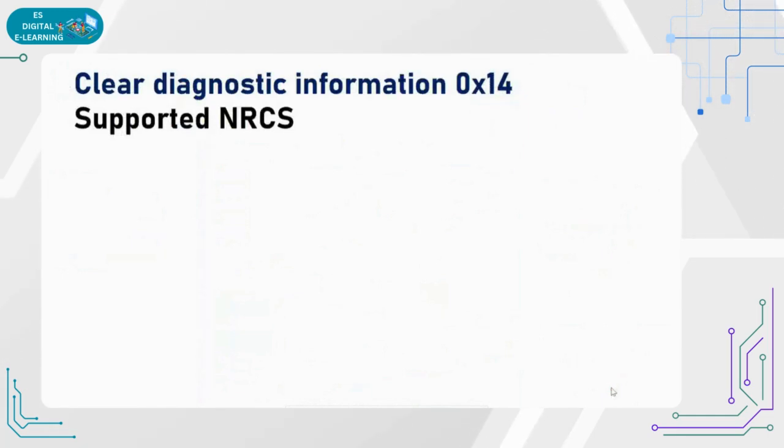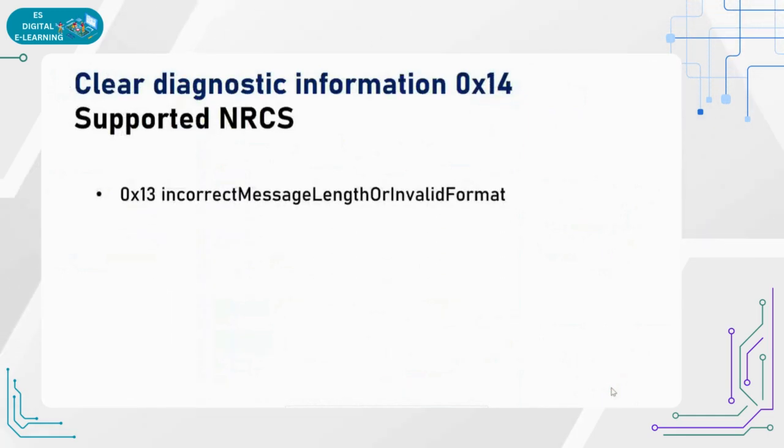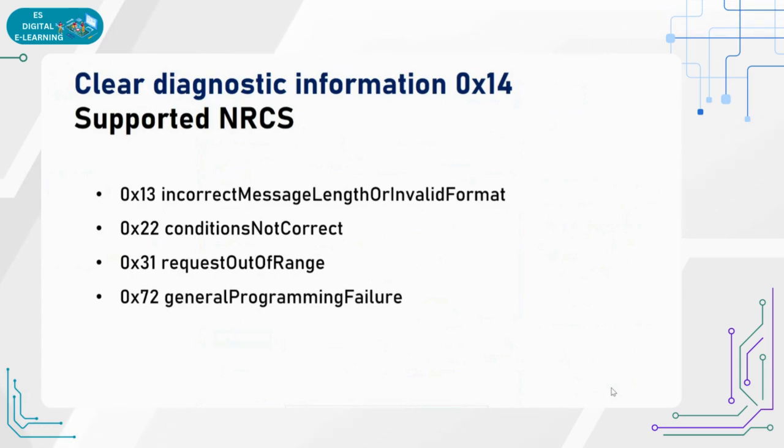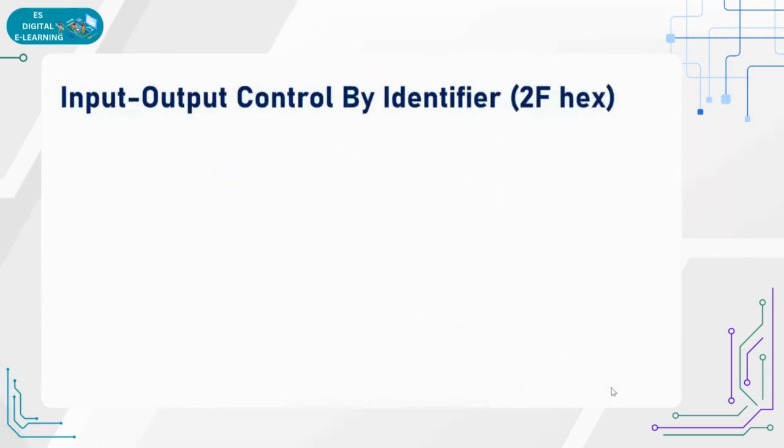Next, what are the supported NRCs? The supported NRCs are 13, 22, 31 and 72. Is it clear, right? Next is coming to the 2F. This is very important.